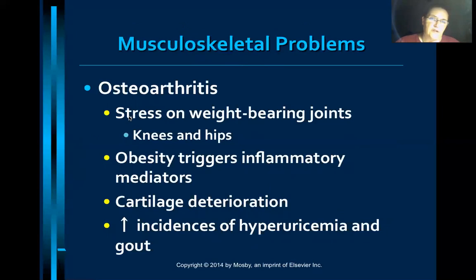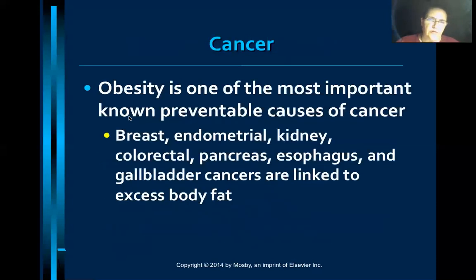We also see stress on the weight-bearing joints, the knees, the hips. Again, obesity triggers inflammatory mediators. We see cartilage deterioration and an increase of hyperuricemic and gout changes. I think we talked about gout last week, or the last time we were together.